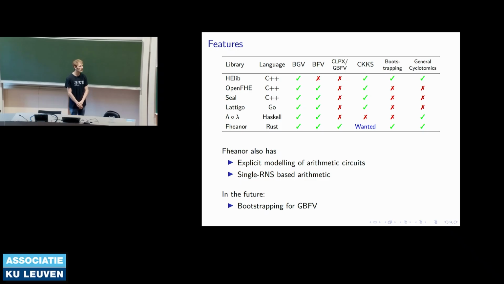Also, in the future, we will hopefully get bootstrapping for GBFV and CLPX. That's one of the reasons why I'm here for this week. And I guess there are many things on the roadmap, also some optimizations that I still want to implement. The performance of Fheanor is already quite comparable with previous libraries, but there's still the last few percent to go.